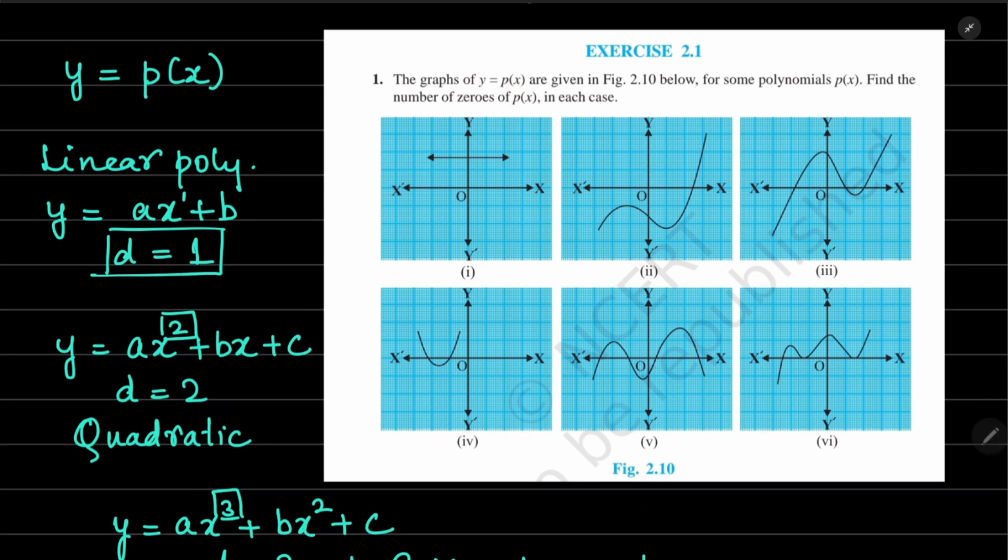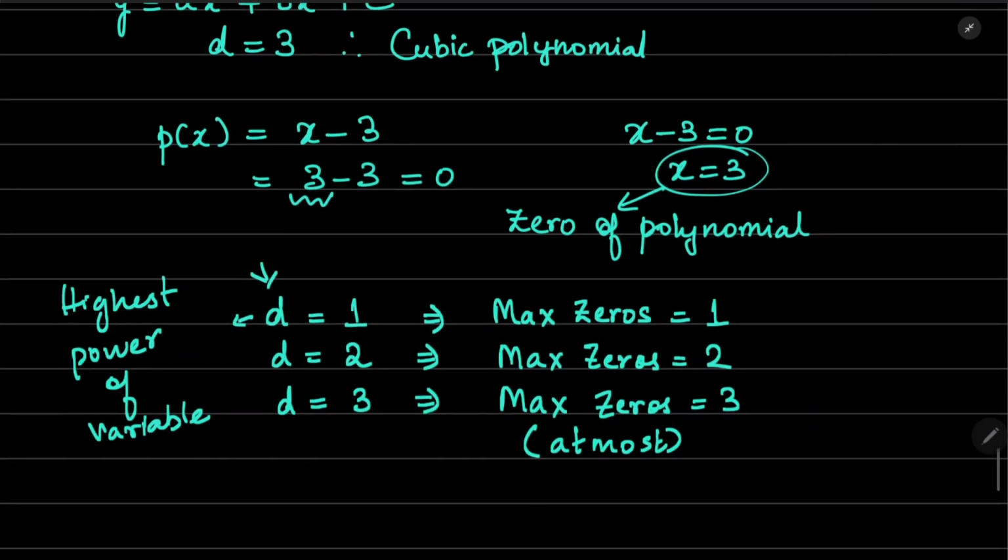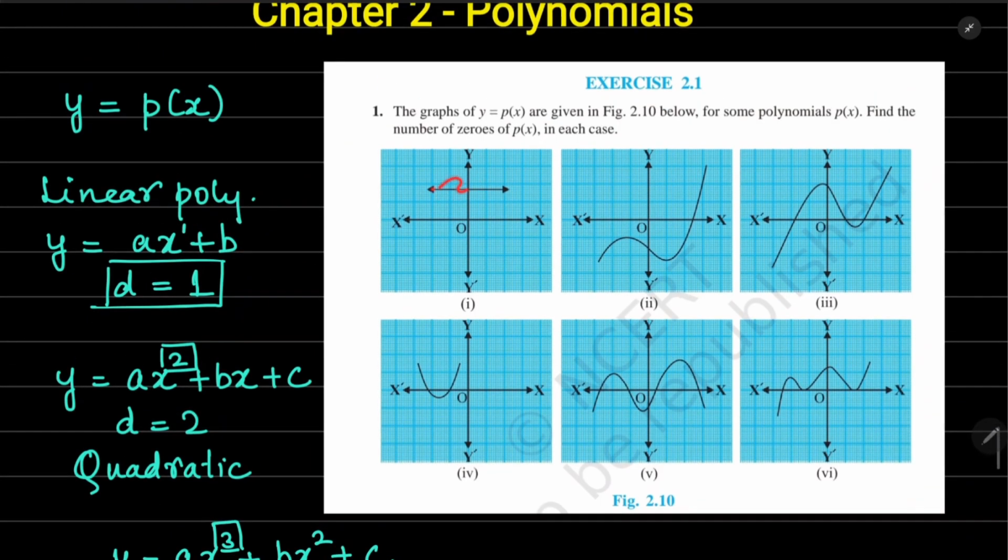Now in this question, always remember, you have to find the number of zeros. What do you mean by the number of zeros of p of x? That means the number of values of x that can make p of x 0. Okay, so whenever you see these graphs here, they are nothing but the graphs of polynomials. They are polynomials given in graphical form. In order to find the number of zeros of p of x, you have to see at how many points the graph cuts the x-axis.